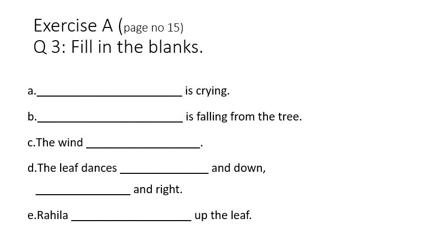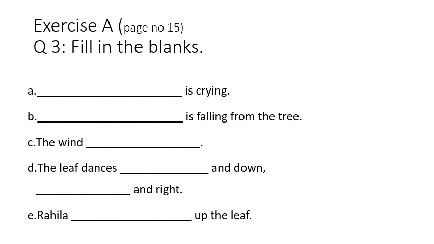Recall the story. Who was crying in the story? So you can write that name here. Number B is, dash is falling from the tree. What did fall from the tree in the story? I know you remember it. You can simply write it. Number C is, the wind dash.